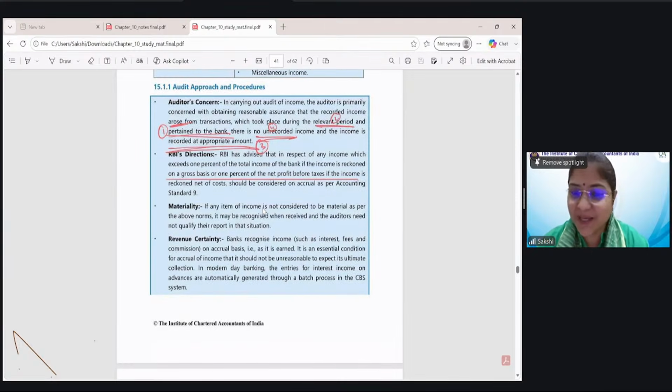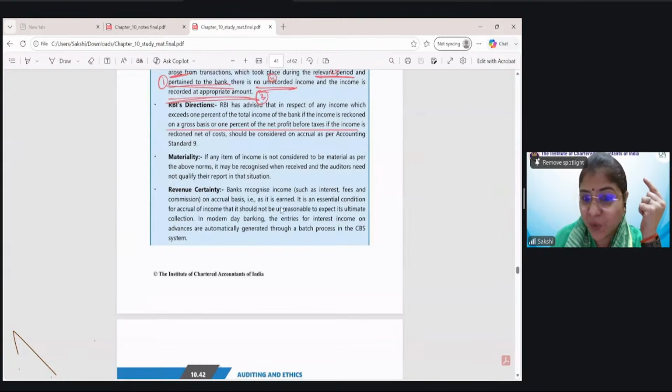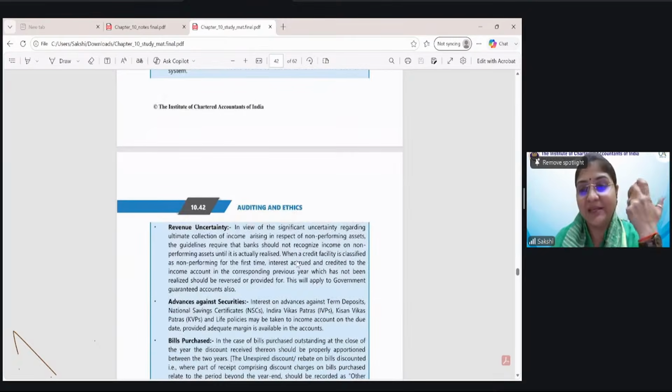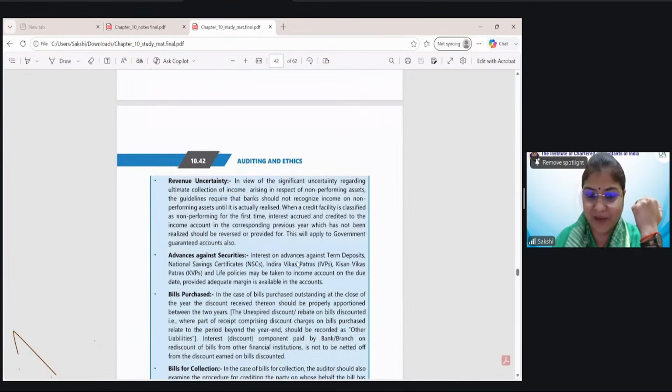So RBI has advised what is this material income and it should be considered on accrual as per Accounting Standard 9. Materiality. If any item of income is not considered material, then it will be recognized on realization basis, isn't it? So bank recognizes income on accrual basis. It is an essential condition of accrual income that it should not be unreasonable to expect its ultimate collection. However, in modern day banking, the entries of interest income on advances are automatically generated through batch process in CBS. That is the core banking solution system that we had discussed.